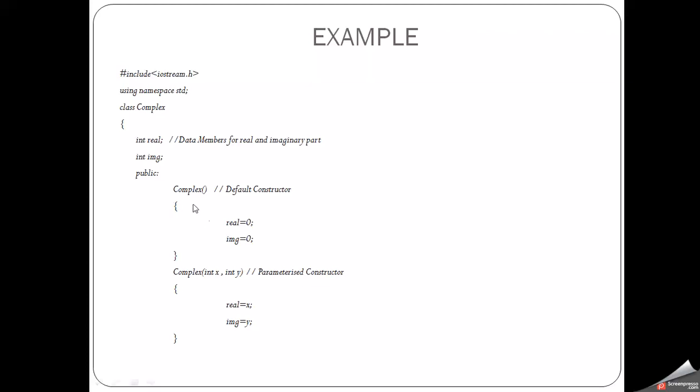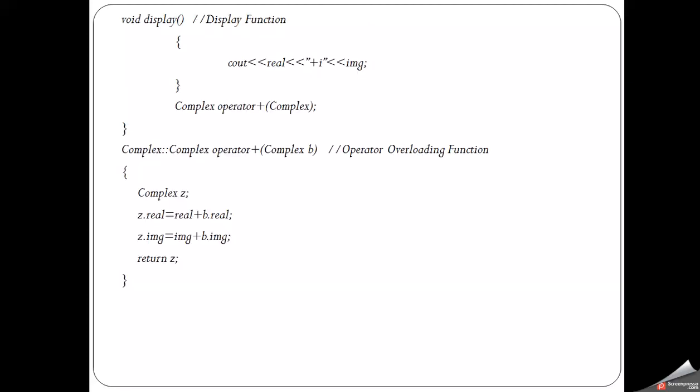We have considered a class named complex that has two data members, one is real, one is imaginary, of type integer. Now we have a default constructor and a parameterized constructor. Simply, the default constructor is initializing the real part to 0 and imaginary part to 0, and the parameterized constructor is assigning some values to the real part and the imaginary part. Apart from that, there is a display function that is displaying the complex number's real part and imaginary part.